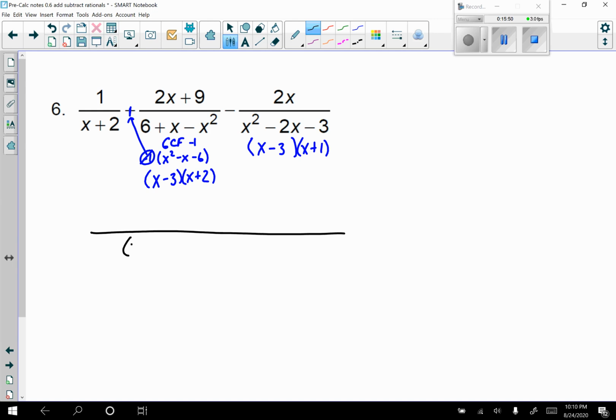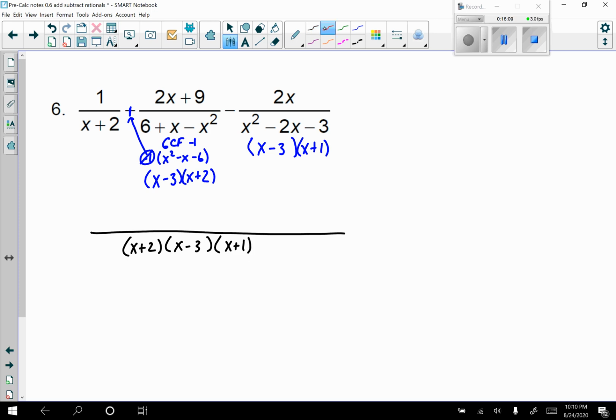I need from the first one an x plus 2. Got to have that in my common denominator. The second one has the x plus 2, I don't need another one. I don't have the x minus 3 yet, so put that one in. Third one, we have the x minus 3. We don't have an x plus 1 yet, so we need an x plus 1.